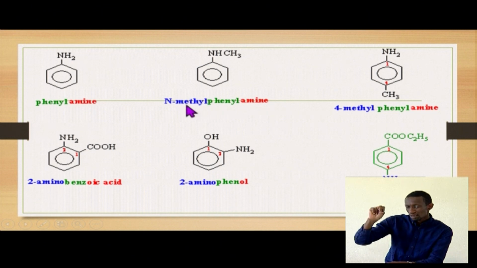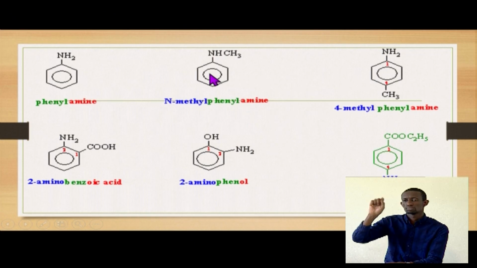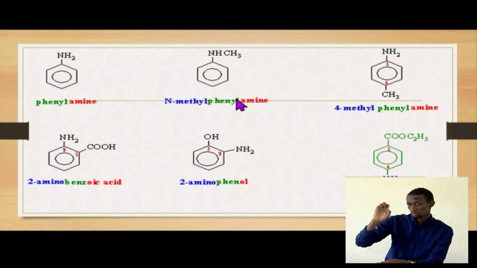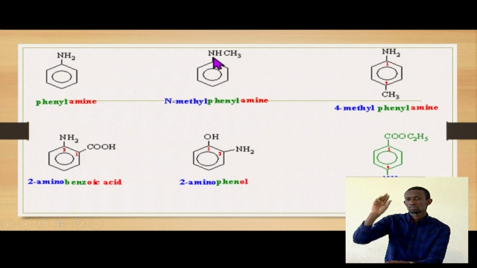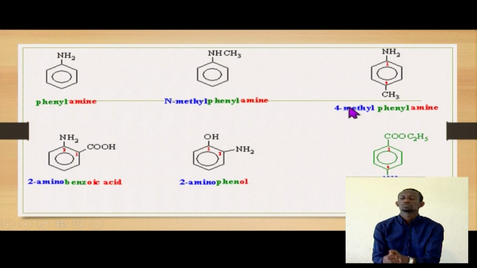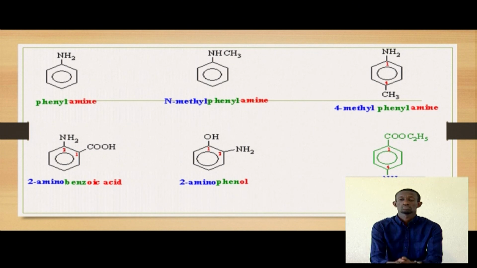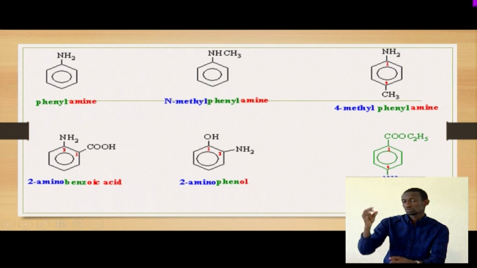So that means the methyl group is attached on this nitrogen, and then phenylamine, because the whole of this one is a phenylamine, because the nitrogen is directly attached on this aromatic ring. So it is N-methyl phenylamine. So this methyl is a substituent in that case. So you may have other substituents. For example, you have the methyl group as an example.